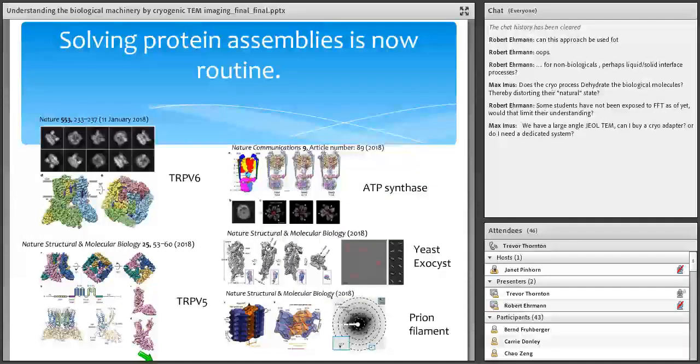But what we're doing today is incredible. In the last 3 weeks, just in Nature publishing alone, we have 5 high-resolution structures: the TRPV6, the TRPV5, ATP synthase, the yeast exocyst, and now we have a prion filament by electron diffraction at 0.78 angstroms resolution.